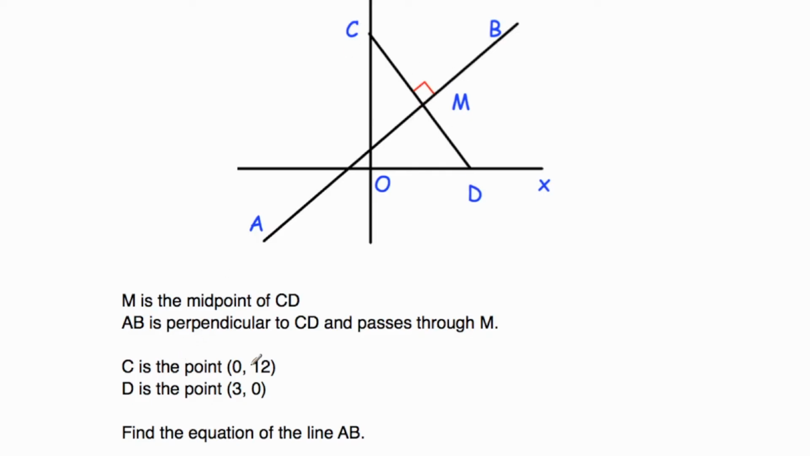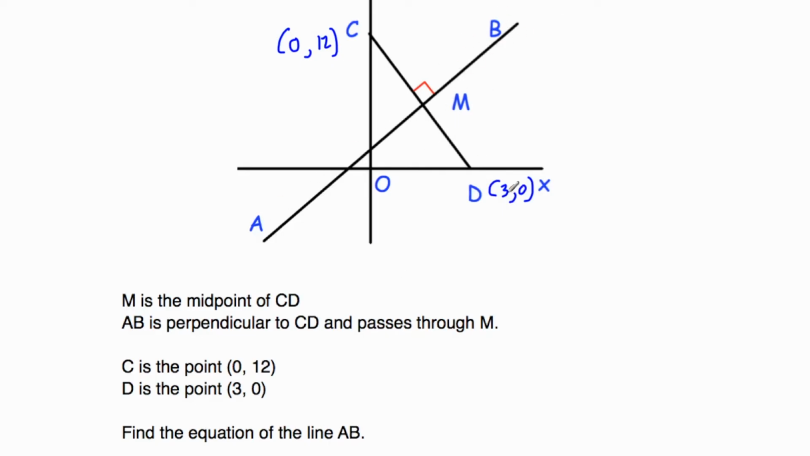We're told that C is the point with coordinates 0, 12. So let's write that on, 0, 12, that's the coordinates of the point C, and D is the point with coordinates 3, 0. So there are those points, and we've been asked to find the equation of the line AB.